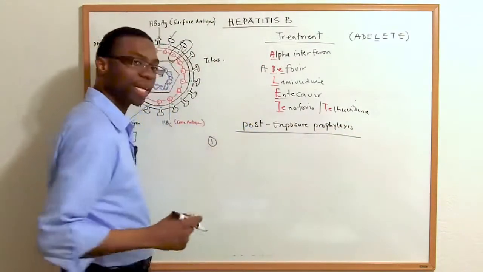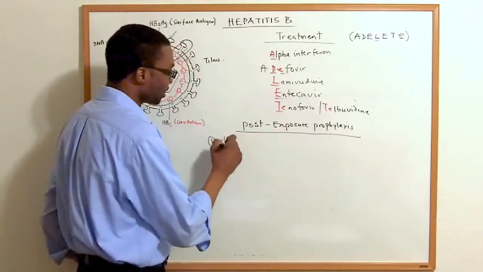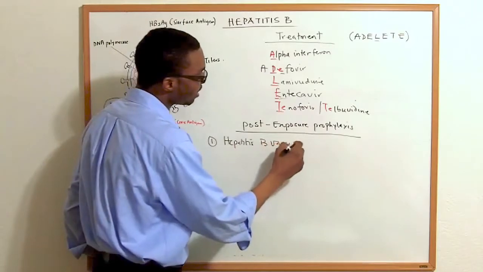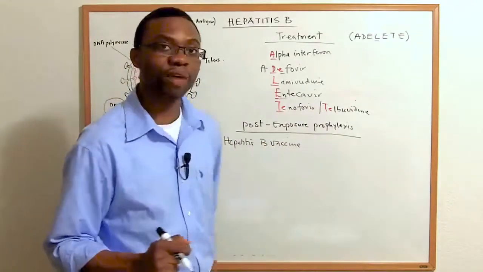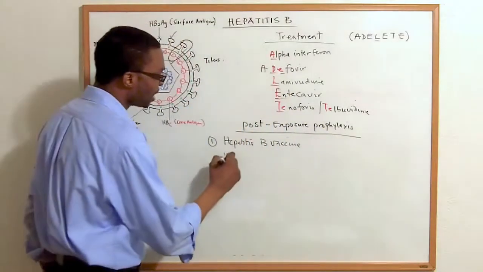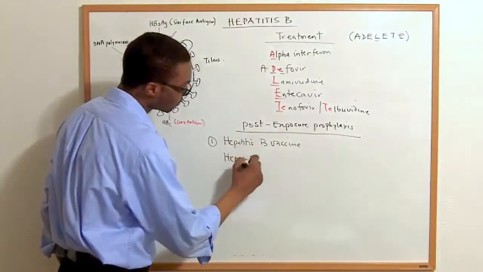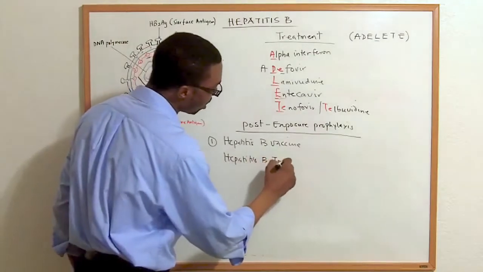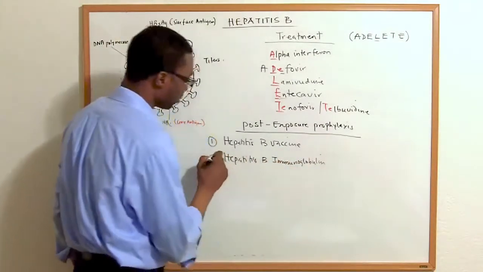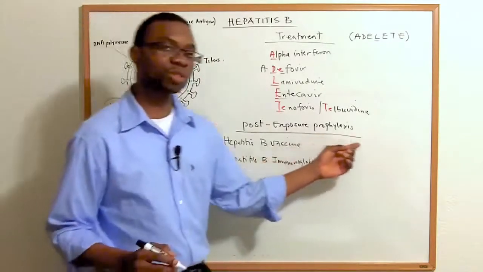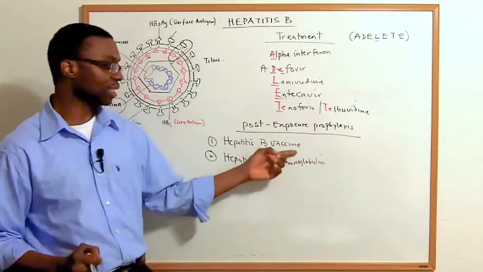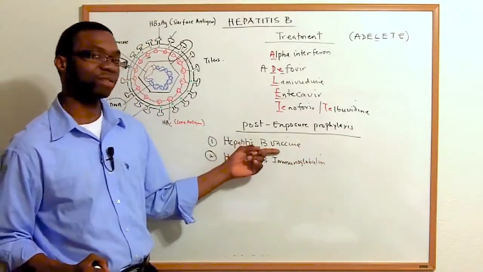And what do you give? If somebody gets exposed, they get a needle, they get the hepatitis B vaccine, so they can make antibodies against the virus, and they need to get the hepatitis B immunoglobulin. There we go. So if you get exposed to the virus, either through vaccine or blood needles, you want to get a vaccine right away.